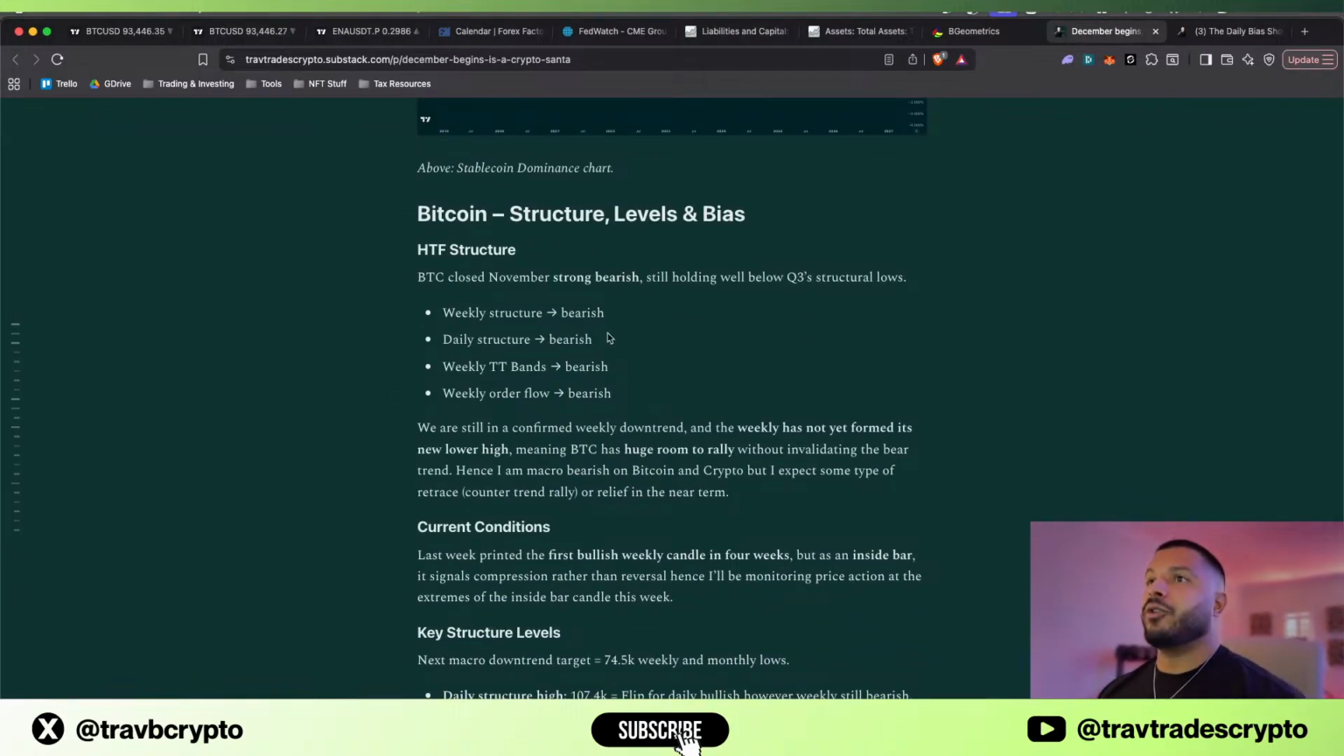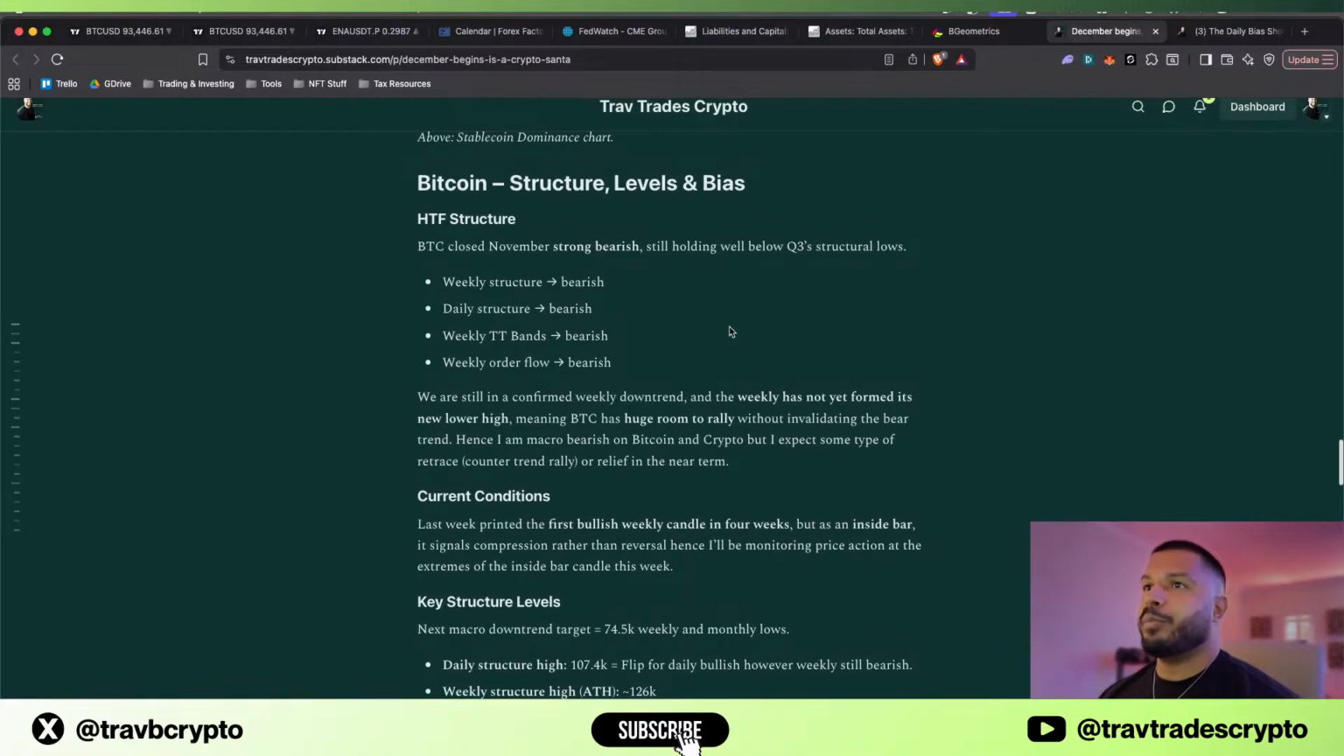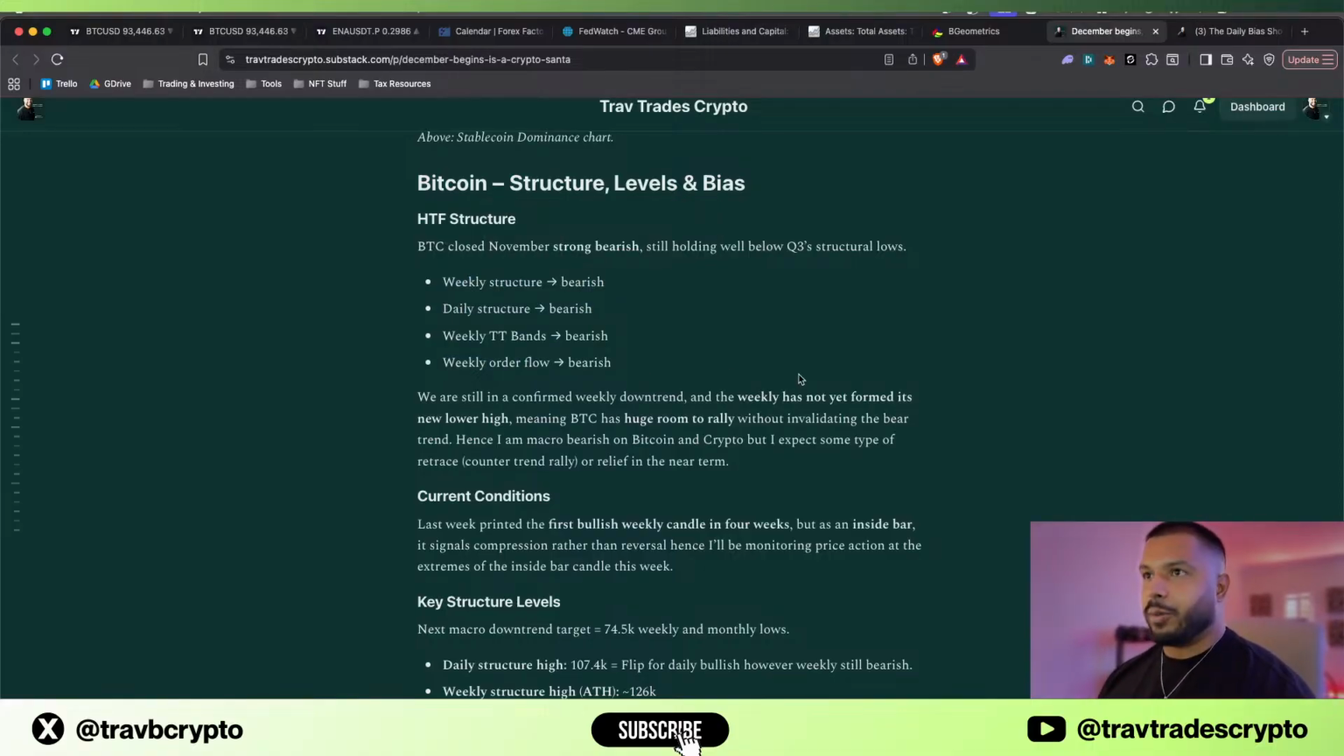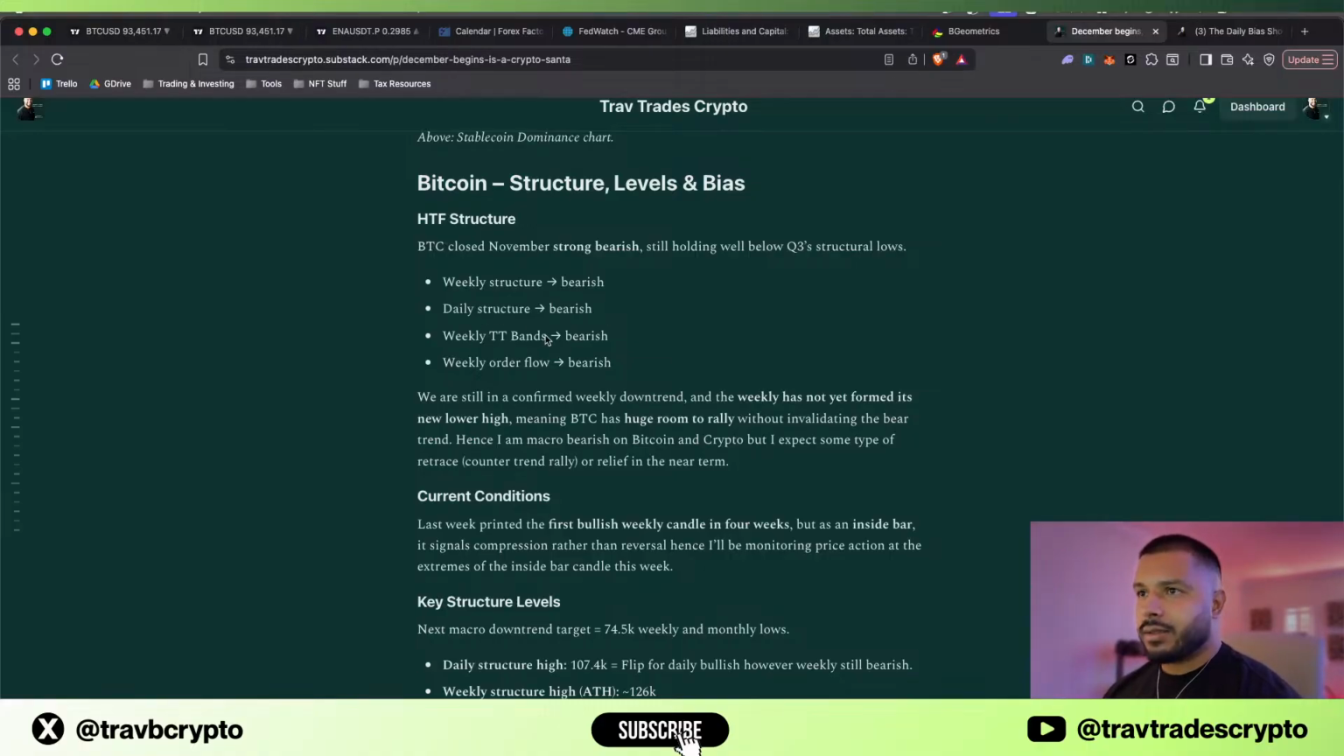So first and foremost, my Bitcoin bias based on high time frame structure and along with some other historical signals is that we are macro bearish, okay? And these are the four key price action signals that tell me that we're macro bearish. Weekly structure's bearish, daily structure's bearish, my TT bands are bearish and they only turn bearish in bear markets. And weekly order flow is bearish.